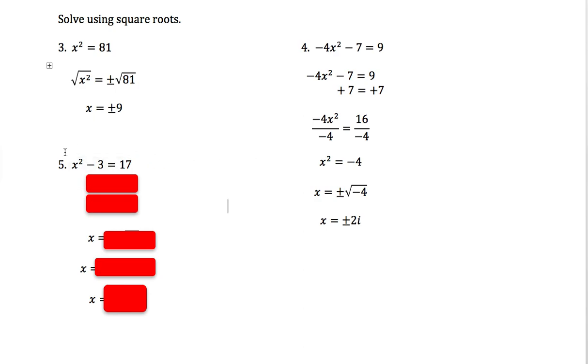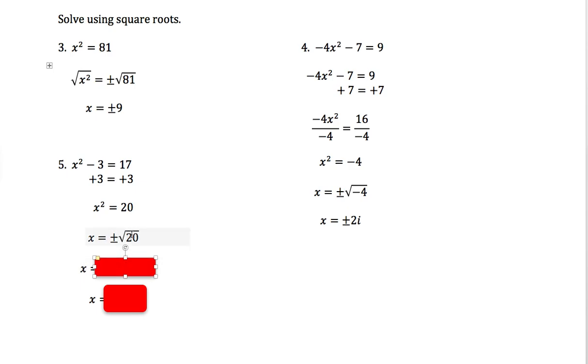Moving on to problem 5, we have x squared minus 3 equals 17. Let's go ahead and move that 3 over by adding 3 to both sides, and we get x squared is equal to 20. Let's go ahead and square root it, and again our answer is both positive and negative square root of 20.